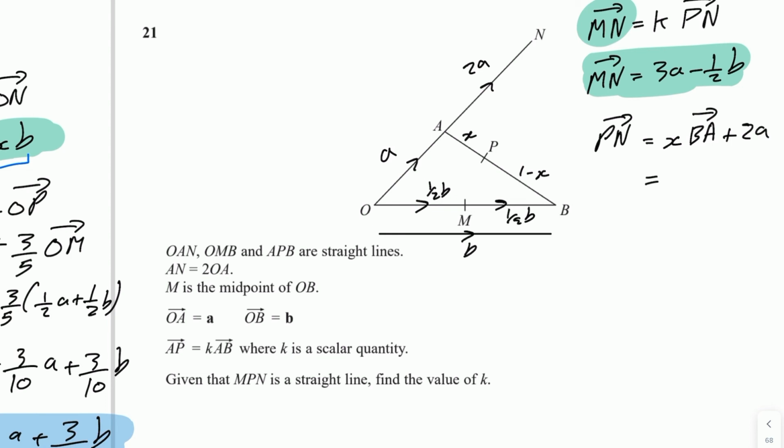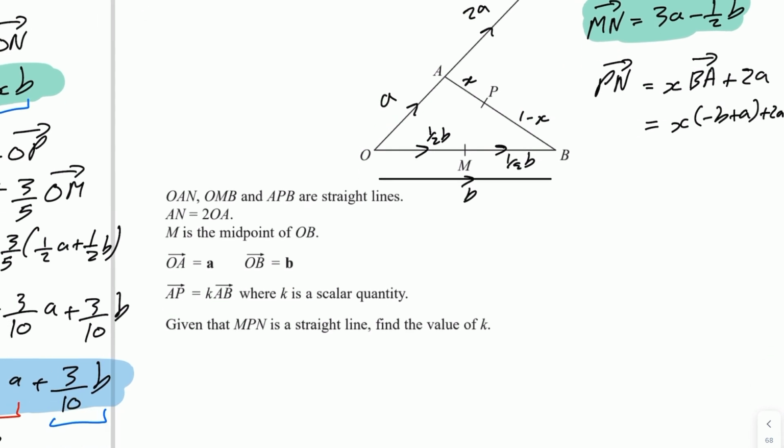And now what is BA? That's just going to be that, which is x bracket minus b plus a, plus 2a. I'm just going to write that a little bit to the right. Then if you expand that out, you end up with xb plus ax plus 2a. We want to write an equation for a and b separately. So now we can write the same thing again.